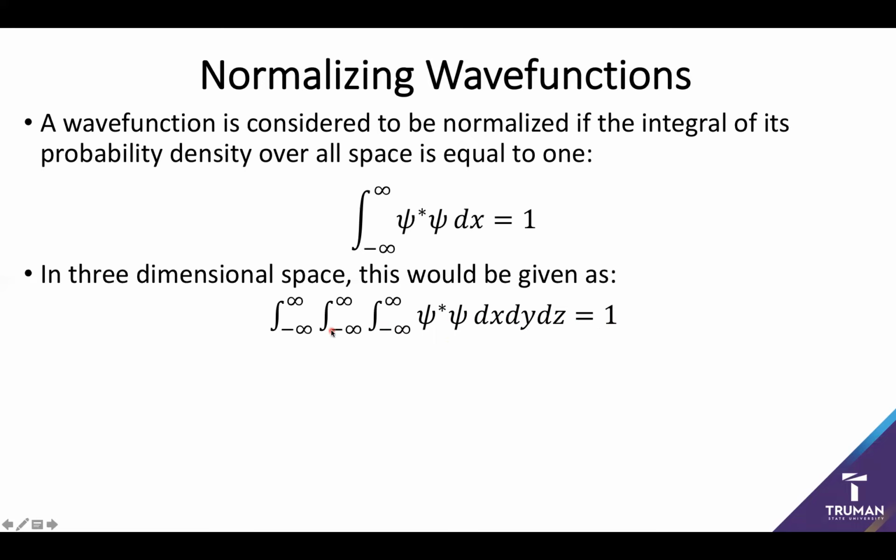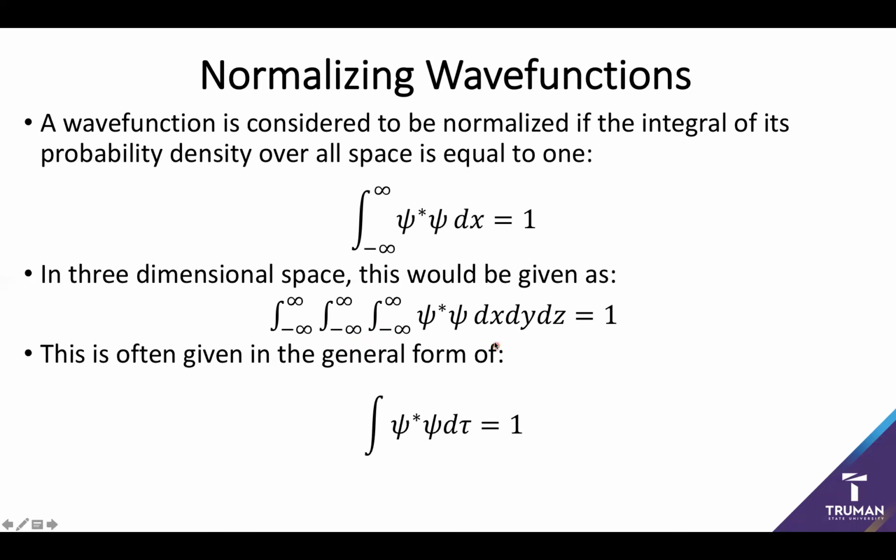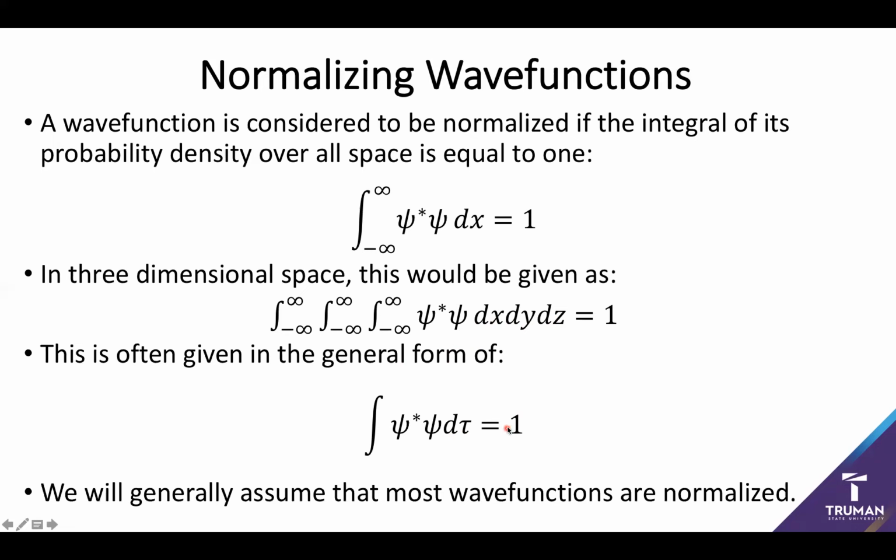However, because working with multivariate systems is often complex, we often just reduce this form to a general variable of tau, where tau is going to represent overall space. It's a way of saying I may have a 3D system, but it doesn't matter whether it's x, y, z or r, theta, phi. No matter what, as long as I take the integral over all space, it still needs to equal 1. Again, we're going to generally assume that most of our wave functions are normalized, but we have to give ourselves some practice first.